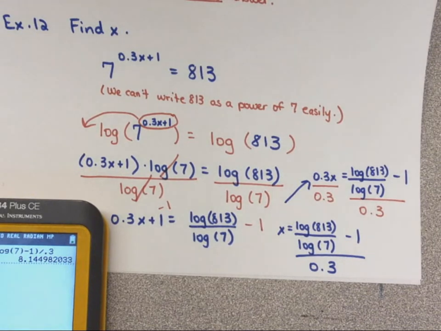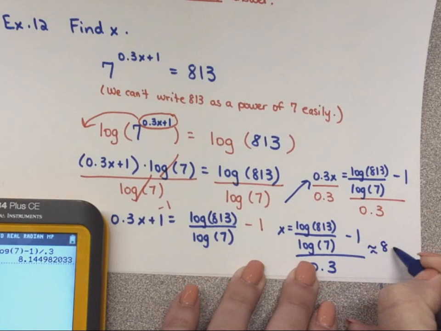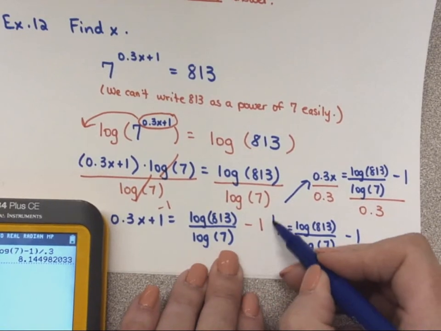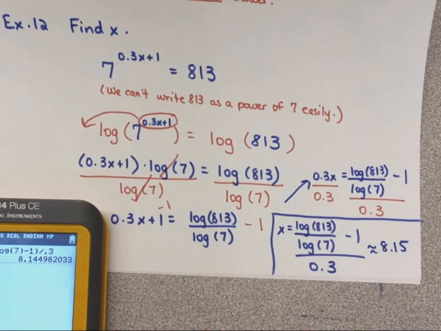And so notice I end up getting about 8.15 if you round it. Okay. Notice when I give you the answer, I'm asking you to circle the exact answer, which is the ugly thing, and then also the approximate answer.